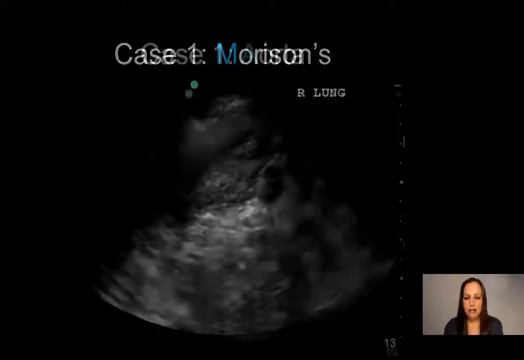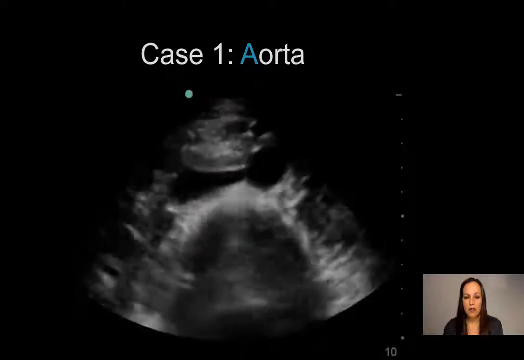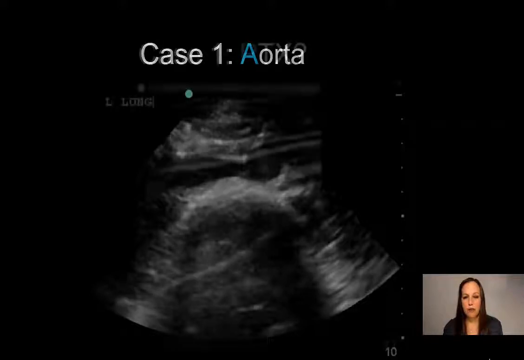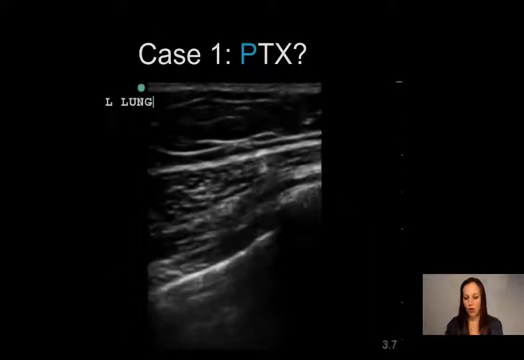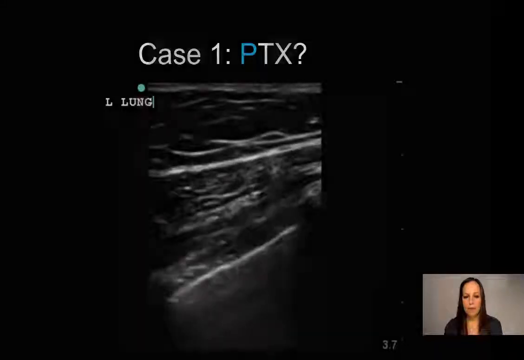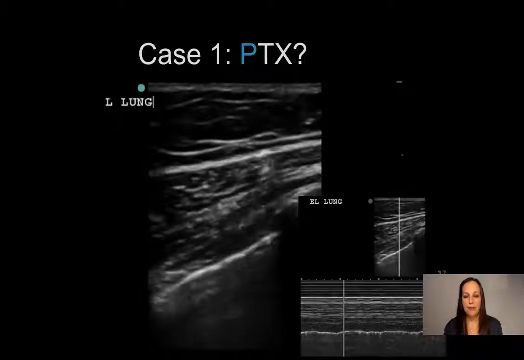Now, for completeness' sake, we looked at the aorta and the aorta was fine. And finally, looking at the lung to see if there's pneumothorax on the left, we saw normal sliding here. You can see that pleural line sliding. On M mode, it's confirmed with seashore sign.